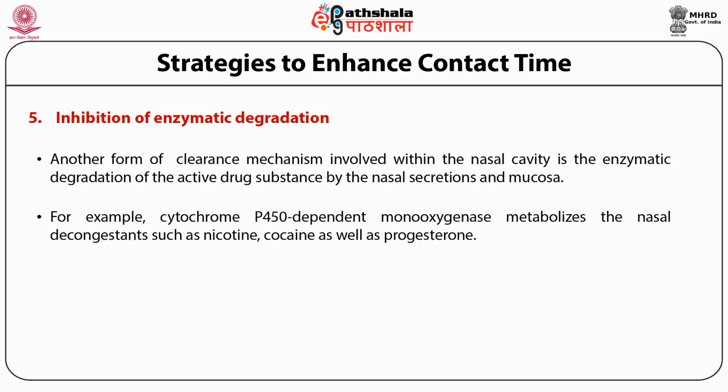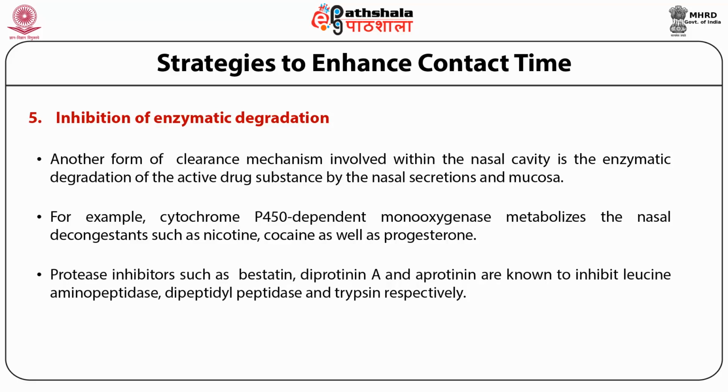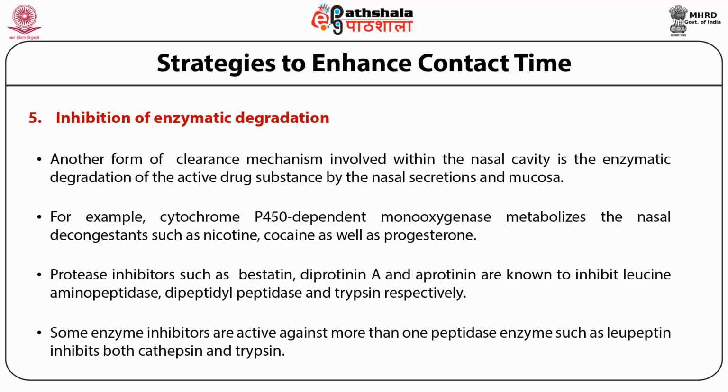For example, cytochrome P450 dependent monooxygenase metabolizes nasal decongestants such as nicotine, cocaine, as well as progesterone. Protease inhibitors such as bestatin, diprotin A, and aprotinin are known to inhibit leucine aminopeptidase, dipeptidyl peptidase, and trypsin respectively. Some enzyme inhibitors are active against more than one peptidase enzyme, such as leupeptin, which inhibits both cathepsin and trypsin.